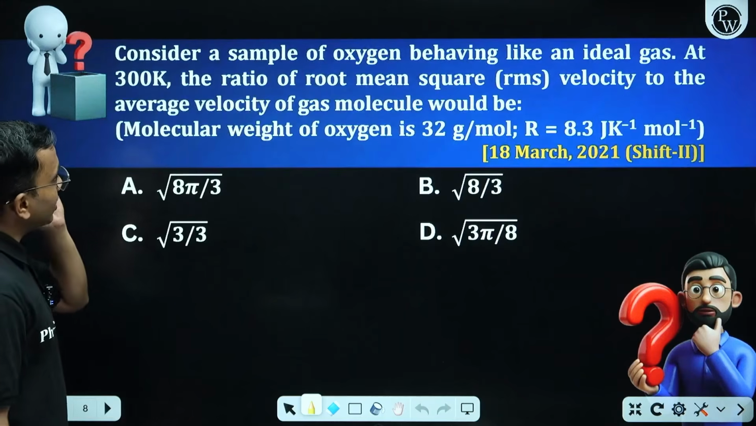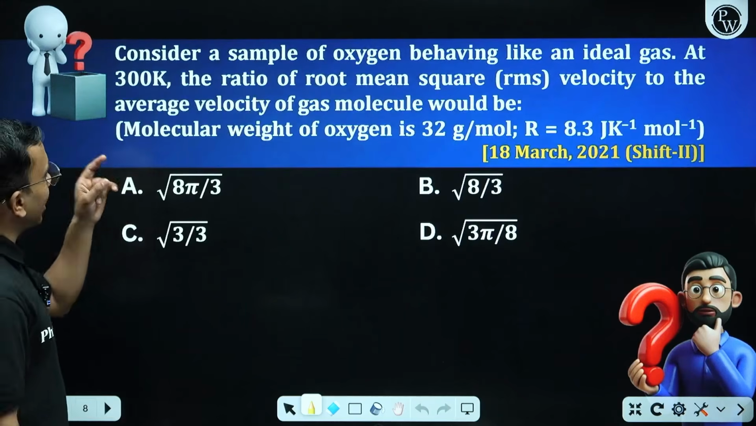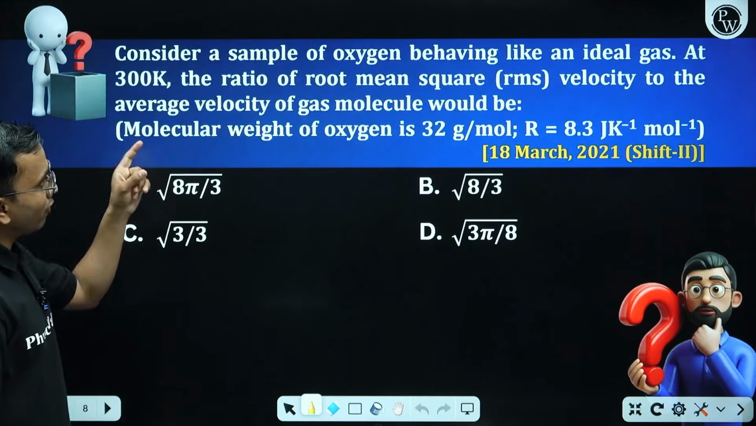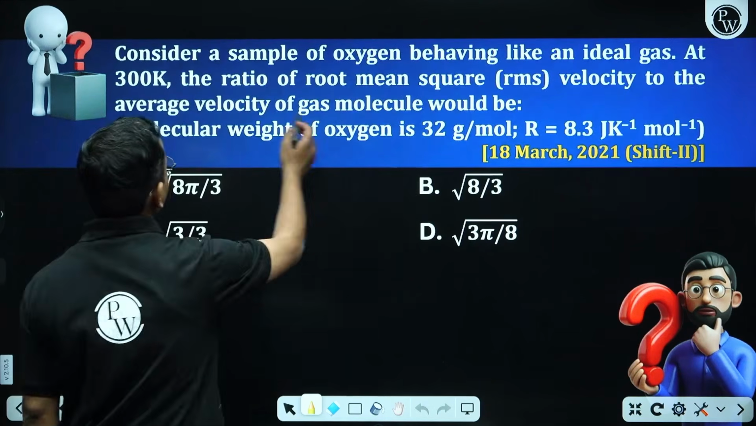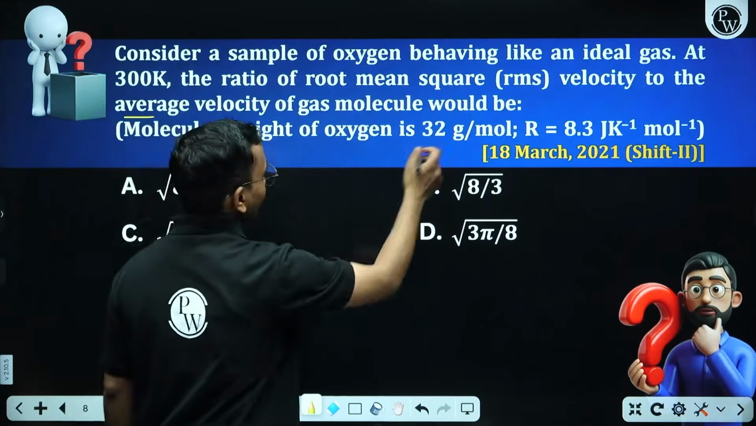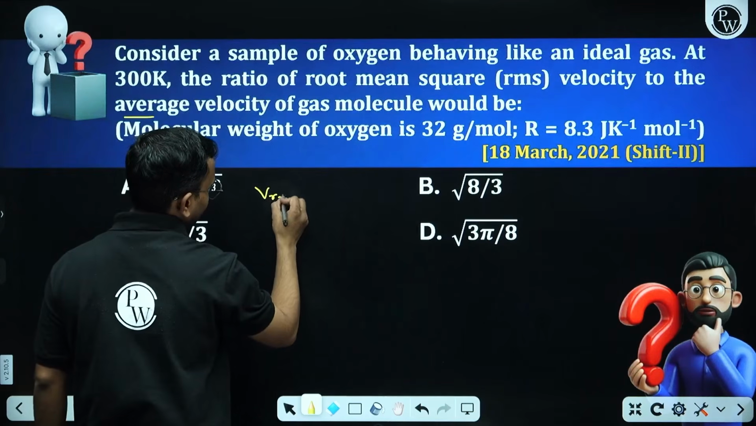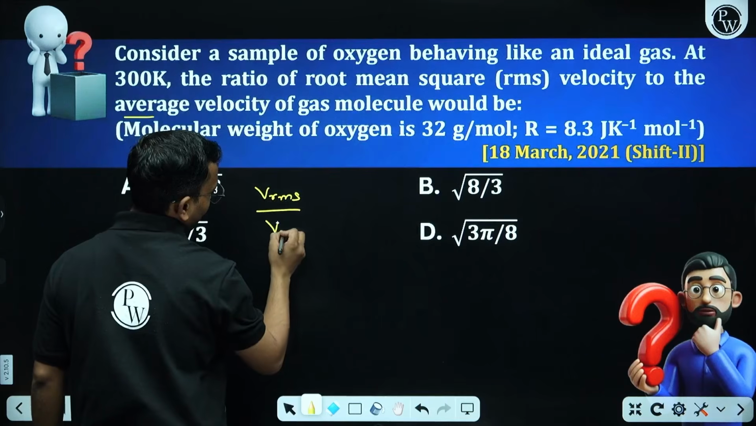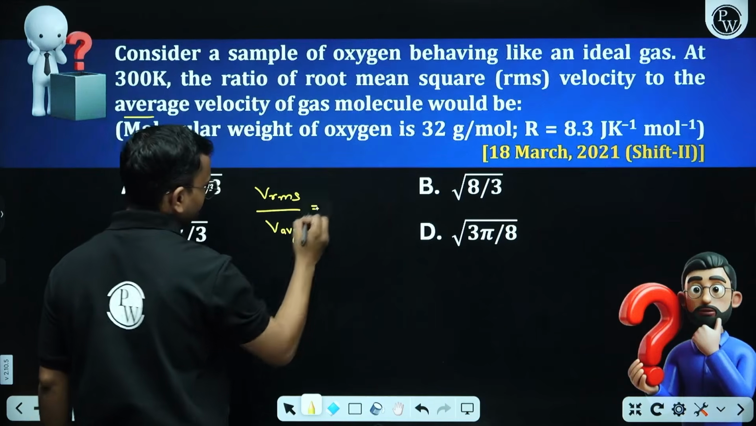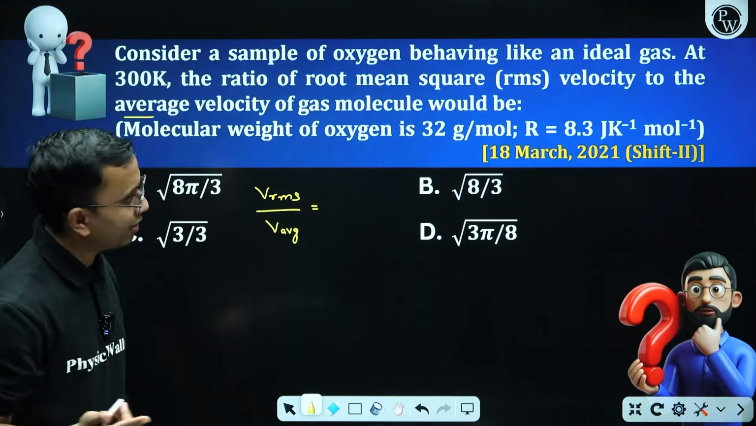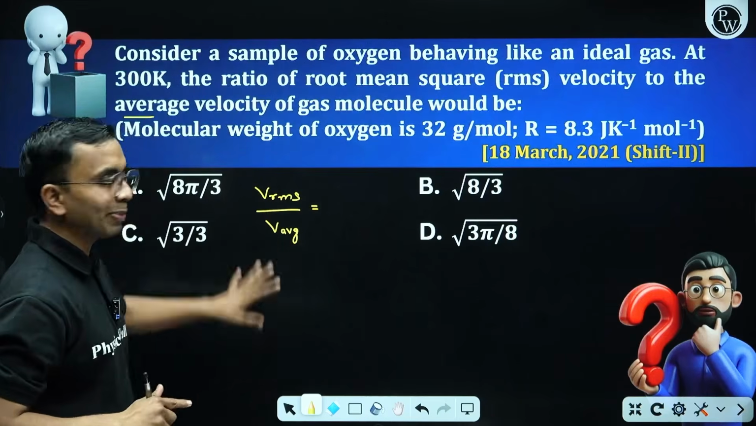Another question: consider a sample of oxygen behaving like an ideal gas at 300 Kelvin. The ratio of root mean square velocity to the average velocity of the gas molecule will be. So V RMS divided by V average. Anyways, temperature will get cancelled, so this ratio will not depend on the temperature.